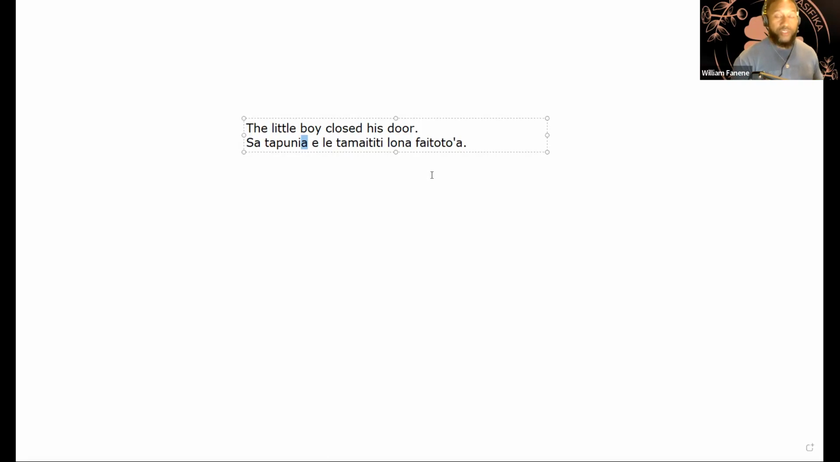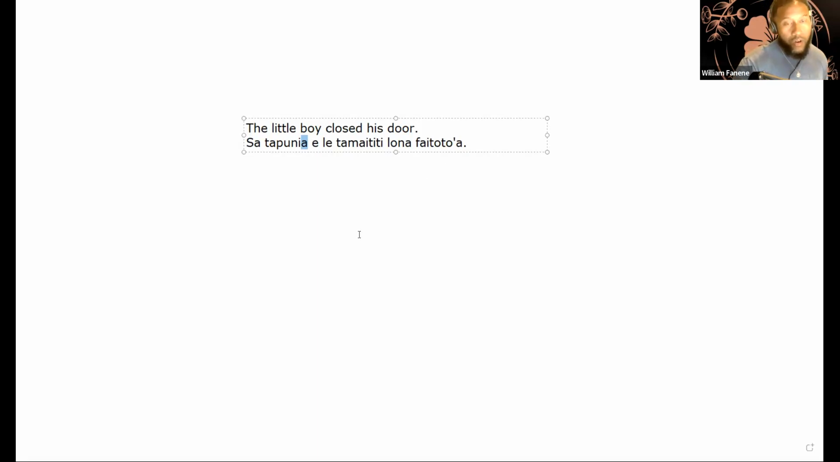So if we say the boy was closing the door, at the time of me telling the story, the boy was closing the door. Sa tapunia le tamaititi lona faitotoa. Everyone understand that? Although it's in the past, the action as I'm telling it is still going on, while I'm telling the story.